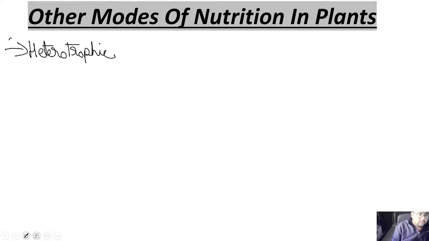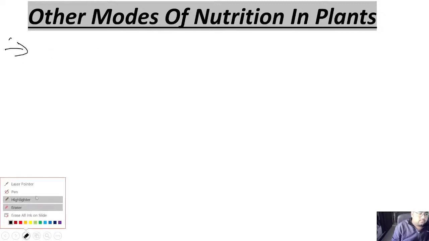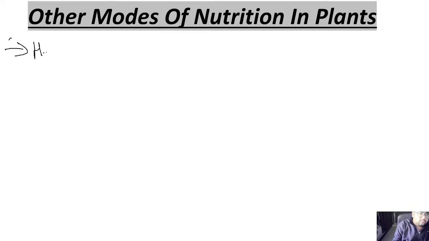Other modes of nutrition in plants. Apart from photosynthesis, there is another mode of nutrition in plants. That is known as the heterotrophic mode. Write it down clearly. Heterotrophic mode.